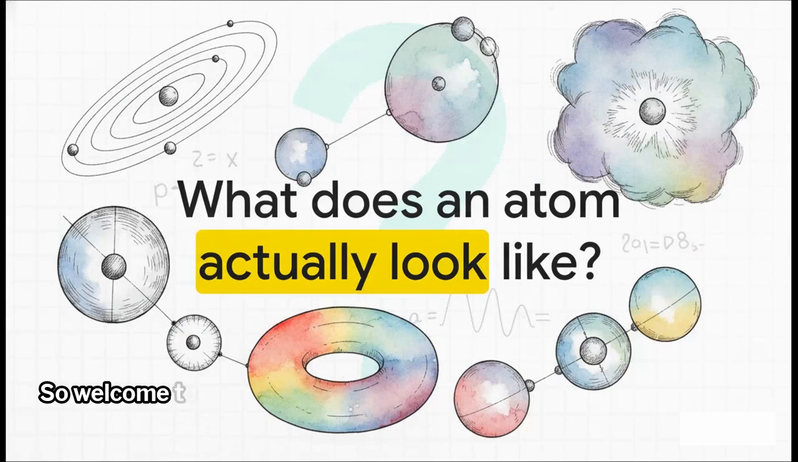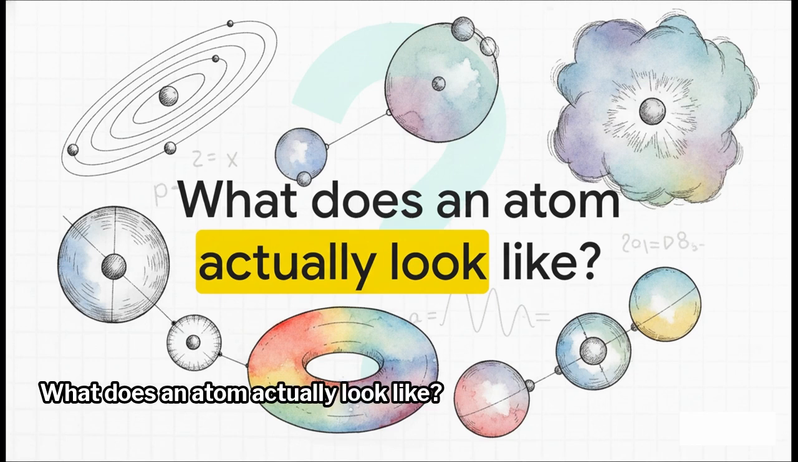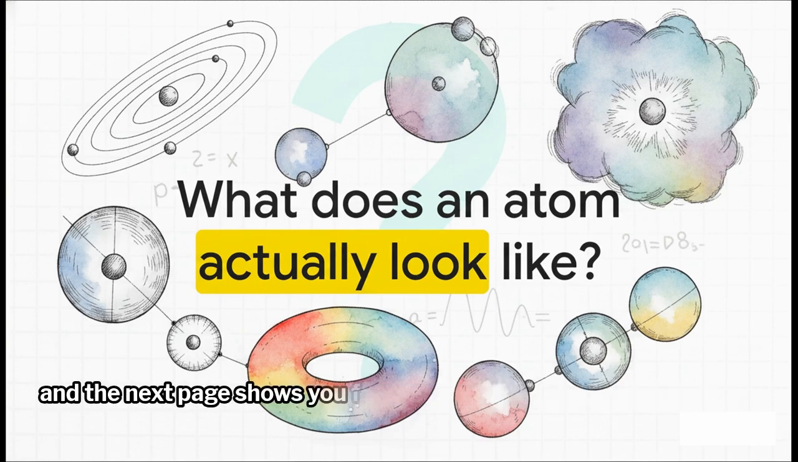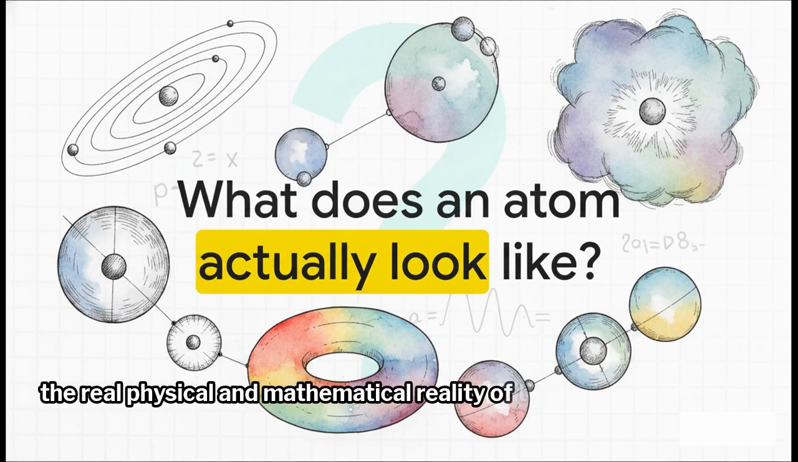So, welcome to today's explainer. We're diving deep to answer a question that literally drove physicists insane for over a century. What does an atom actually look like? Look, it's totally fair to be confused when page 1 of a book shows you a neat little planetary orbit and the next page shows you fuzzy clouds, balloons, or these weird rainbow-colored donuts. Today we're ditching the cartoons and uncovering the real physical and mathematical reality of the atom.